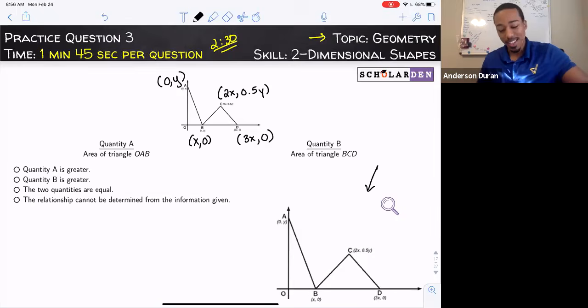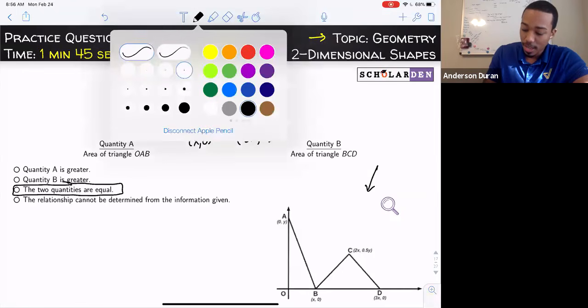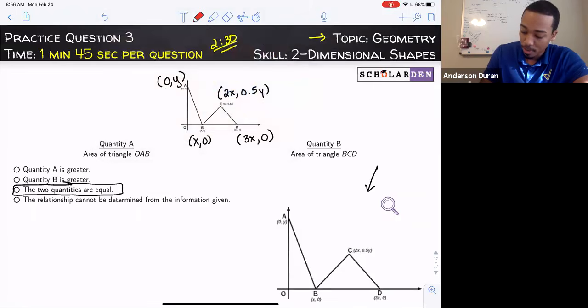So let's go ahead and go over this question. The answer is C. The two quantities are equal. It is C, yeah. So let's understand why that's the case, because I know that some of us that got C probably guessed, so I don't want that to happen. So let's take a look here. Let's go through the plan. Remember, the context or interpret.